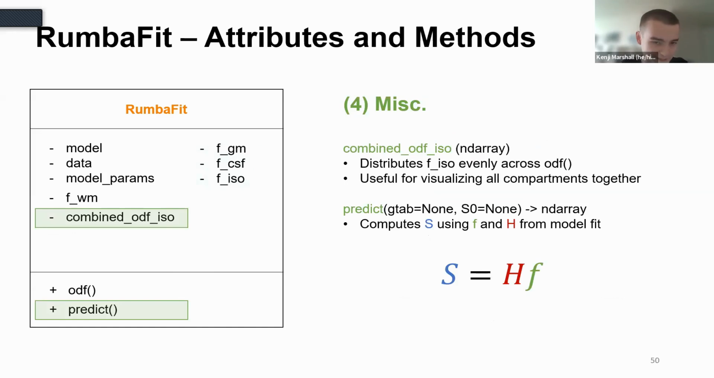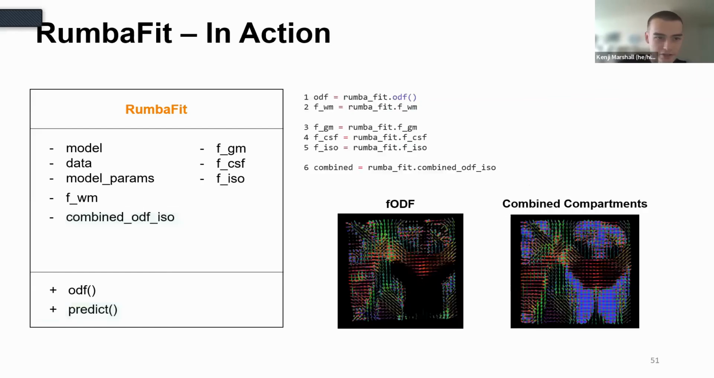We also have this predict method, and this just predicts what the diffusion signal would be given the F and the H, so the dictionary and the FODF from the model fits. And because of how RUMBA is, it's this dot product based thing. It just amounts to computing this dot product. So it's very simple under that. So now we can show this in action.